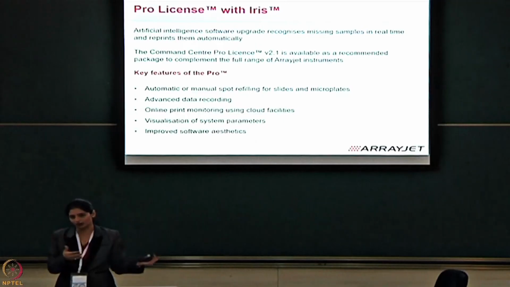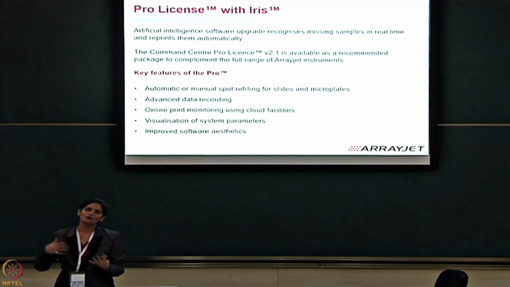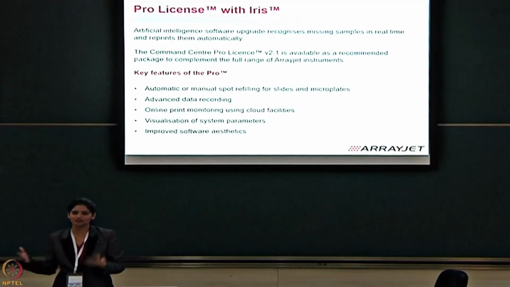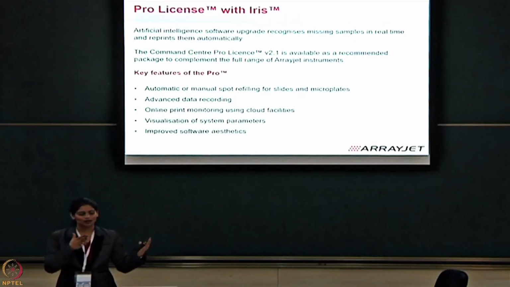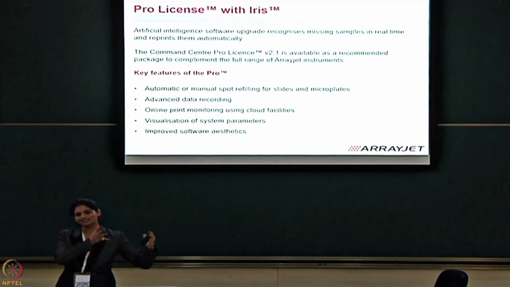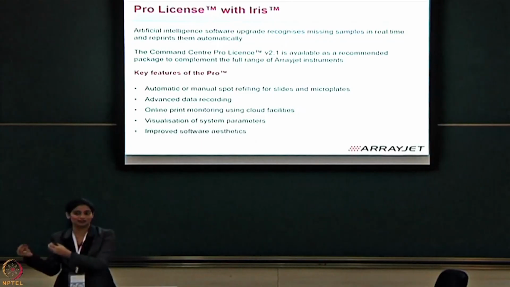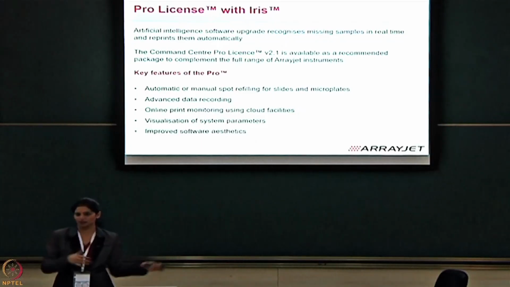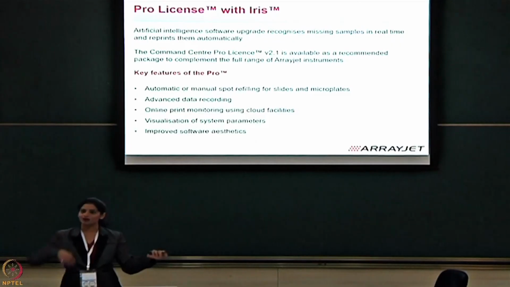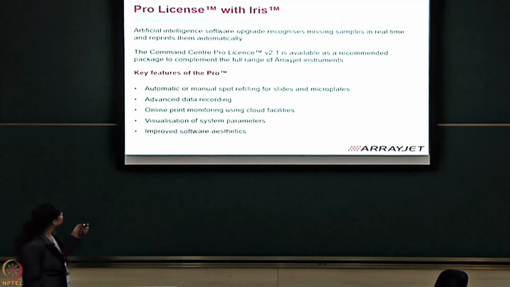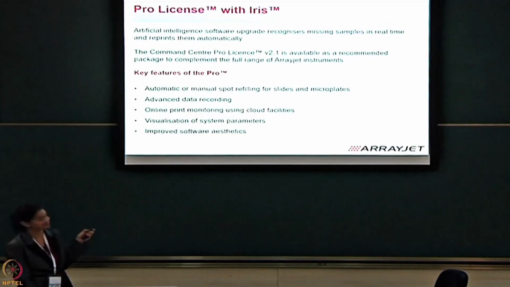So your current software, which doesn't have the camera, is not going to be able to print something if it is missed without the camera. The standard software does not include the options of a camera. If the camera is being used, it has to come with a special software that can remember and reprint your spots. That is why you have something called the Pro license.